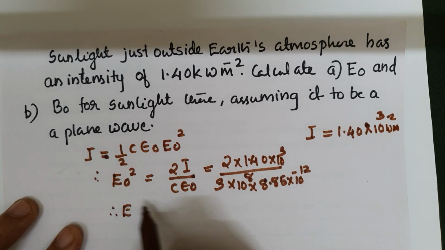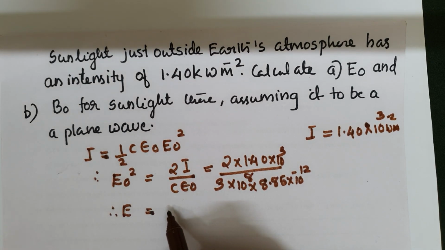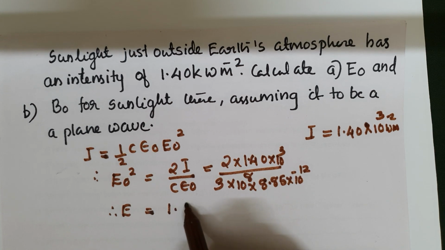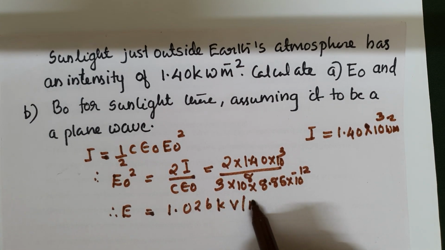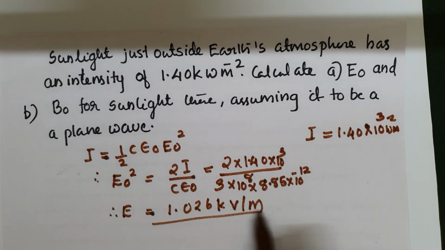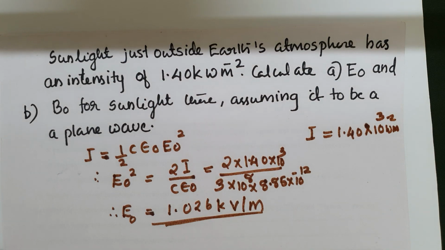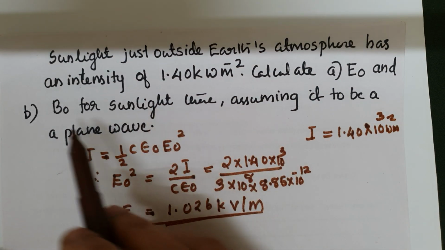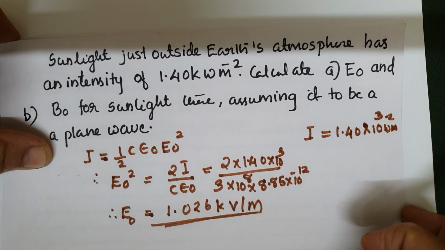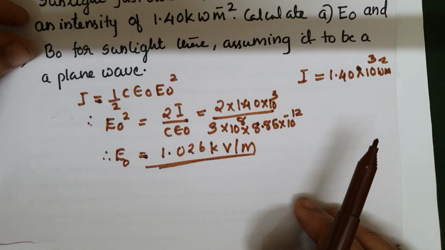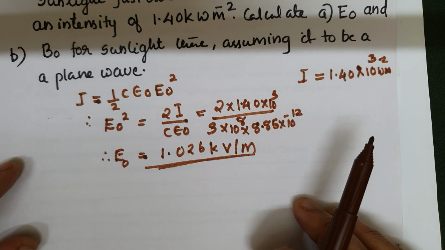Therefore, E0 is equal to 1.026 kilovolt per meter. This is the value of E0. And similarly, B0 can be found out. That is the expression for the intensity in terms of the magnetic field.